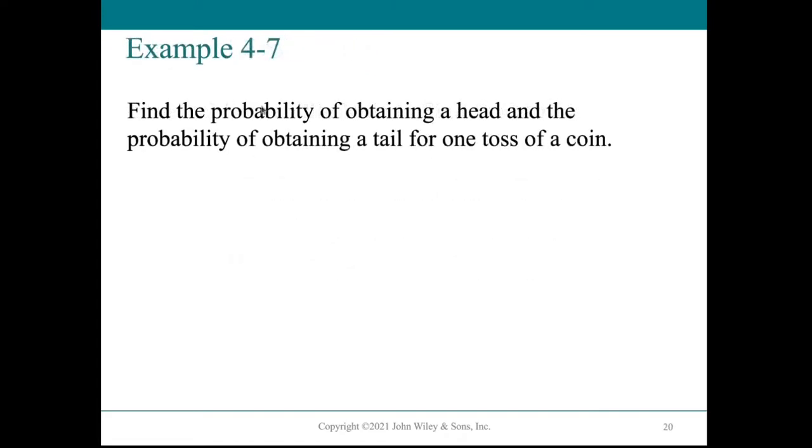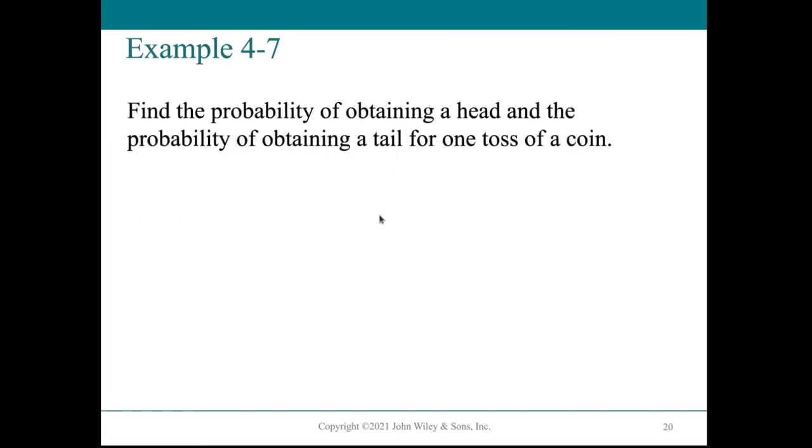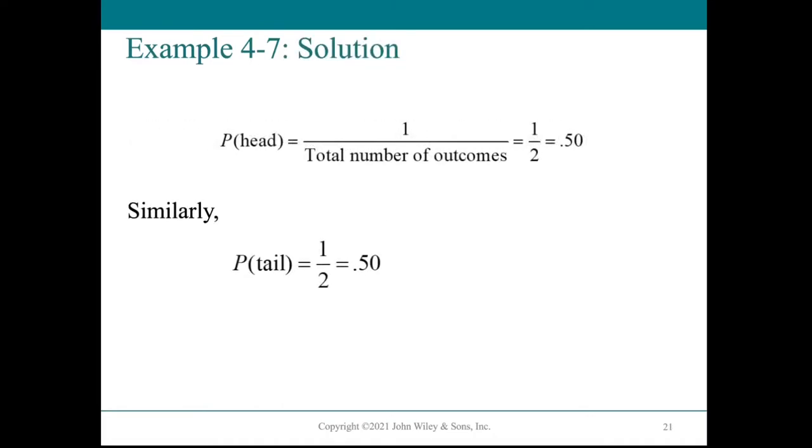So let's have an example. What is the probability of obtaining a head and the probability of obtaining a tail for one toss of a coin? First, how many outcomes do we have? In a toss of a coin, you have either a head or a tail. And since they are equally likely to occur, we'll just apply classical probability. The probability of getting a head is one outcome out of two possible outcomes. Since it's a simple event, that's one, and you have two outcomes. So 1 over 2, that's 0.5. It's the same with getting a tail. One outcome is the tail, and there are two possible outcomes. So 1 over 2, that's 0.5.